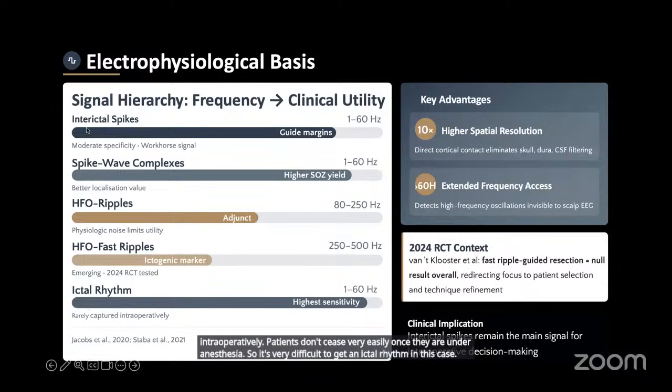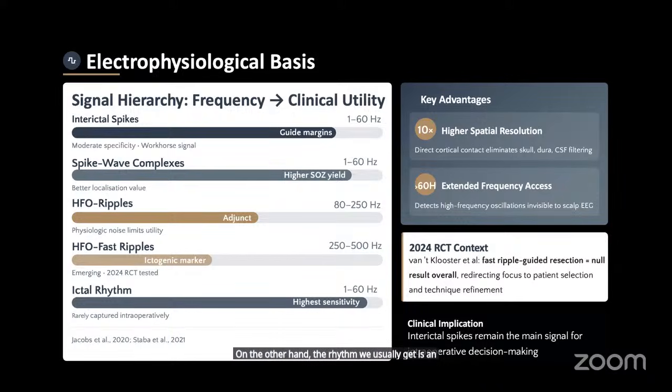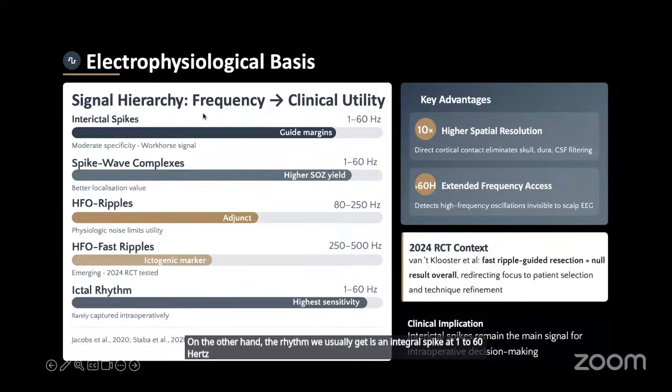On the other hand, the rhythm we usually get is an interictal spike at 1 to 60 hertz. And this is usually what we use to guide our margins. It has got moderate specificity. We do have other types of rhythms like spike wave complexes, which are a higher seizure onset zone yield and has got better localization value.